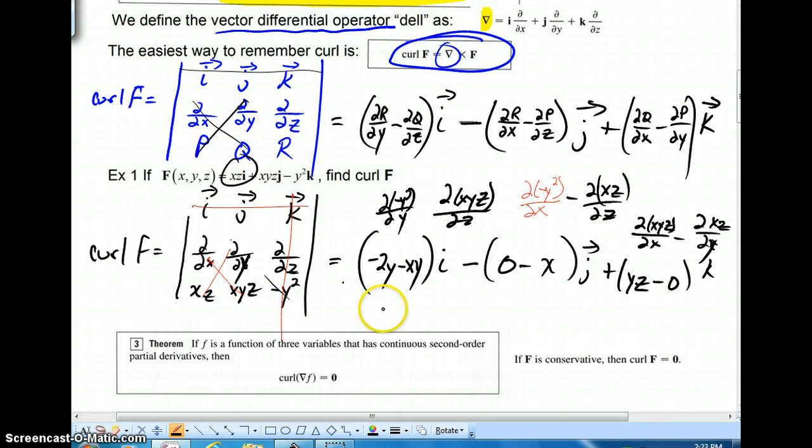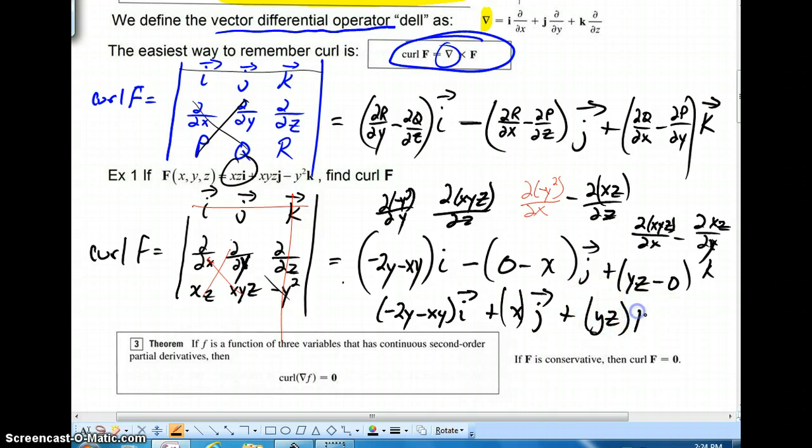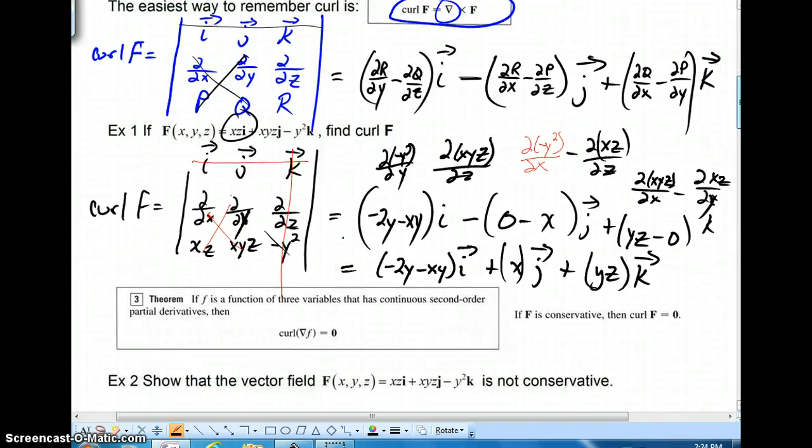Okay, so what's our final answer? Thank you so much, guys. Negative 2y minus xy I, minus a negative turns into a plus x. That's j. And then we could say plus yz. And you could put parentheses around these if you'd like. And here's vector k. Look at that. That's your curl. And that's all you need to do.